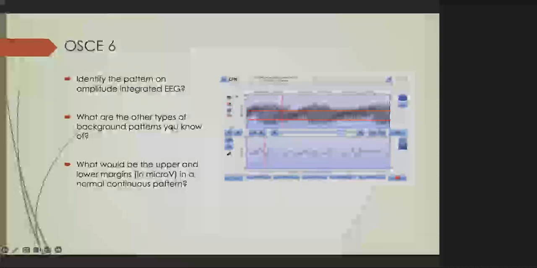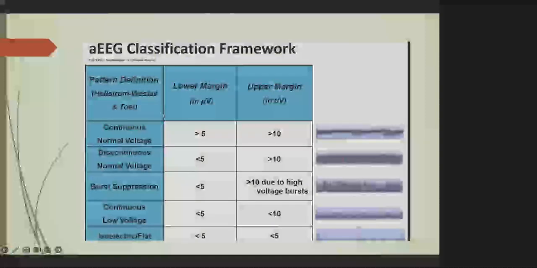Quickly moving on. This is a normal continuous background activity. Here we see areas of discontinuous or narrow bandwidth and areas of wide bandwidth which are continuous. So this is a normal sleep-wake pattern and this is a continuous pattern. Looking at the upper and lower margins, for a continuous normal voltage, the upper margin would be more than 10 and the lower margin would be more than 5. For a discontinuous pattern, the lower margin would be suppressed and it will be less than 5.